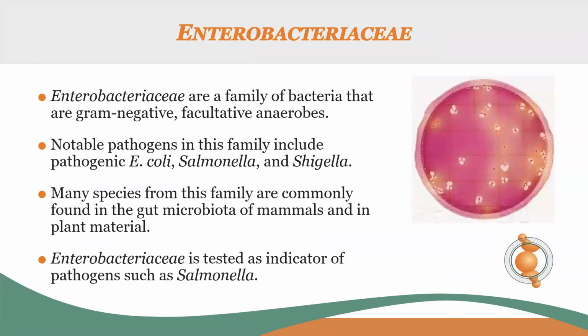Enterobacteriaceae. So Enterobacteriaceae are a family of bacteria that are gram-negative facultative anaerobes. Notable pathogens in this family include pathogenic E. coli, Salmonella, and Shigella. And many species from this family are commonly found in the gut microbiota of mammals, and it can be found on plant material. And so Enterobacteriaceae is usually tested as an indicator for Salmonella.